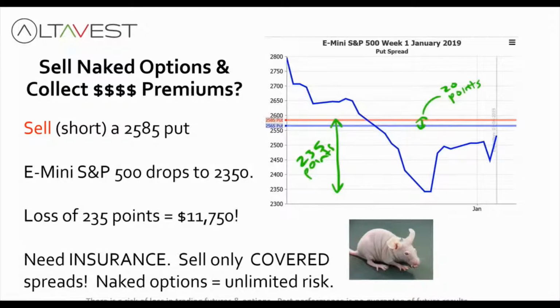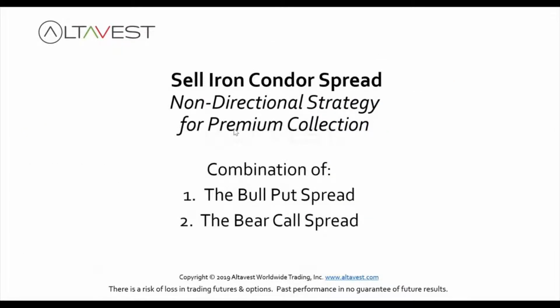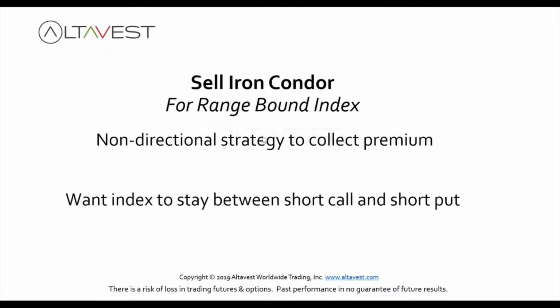All right. Here is something called an iron condor. It's a non-directional strategy where you collect premium, and all you're doing is placing a bull put and a bear call spread simultaneously, in the same order. So instead of doing the puts as one side and maybe later deciding to sell a call spread, you would just do these at the same time. Let's take a look at what that would look like on a chart. It's non-directional. You want the index to stay between the short call and the short put.